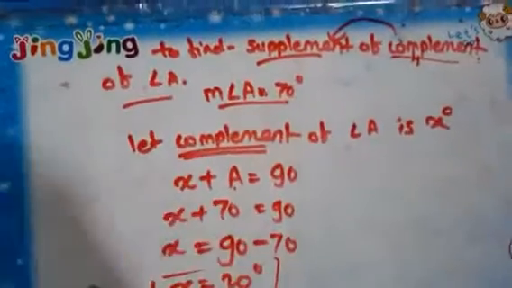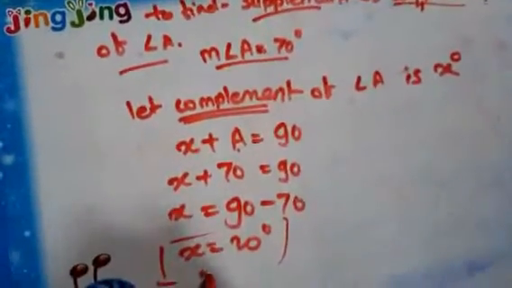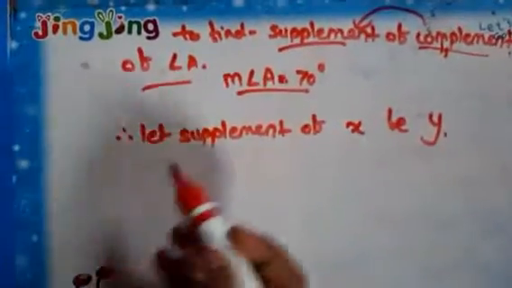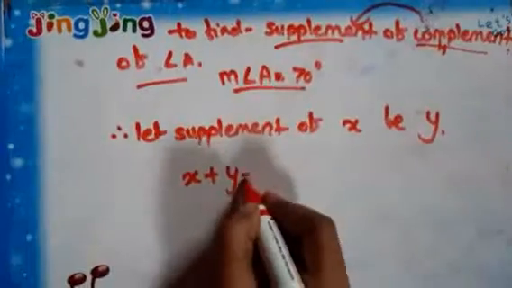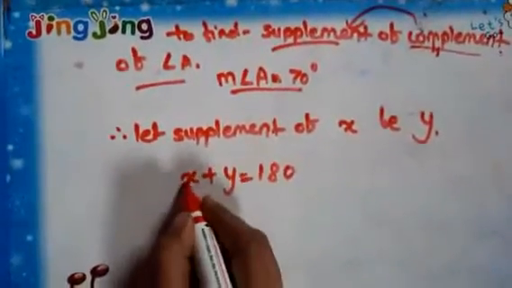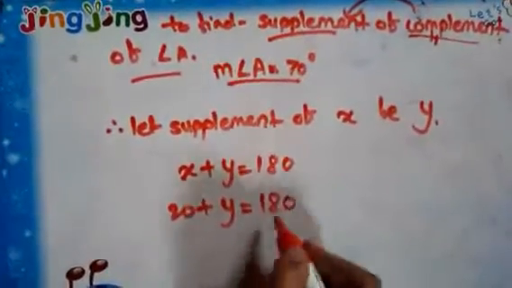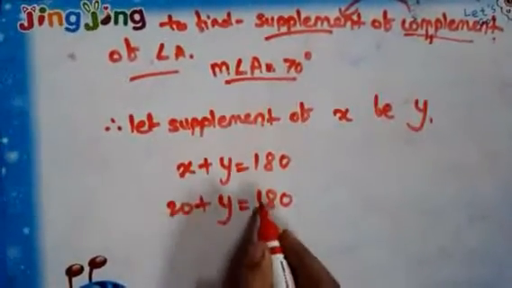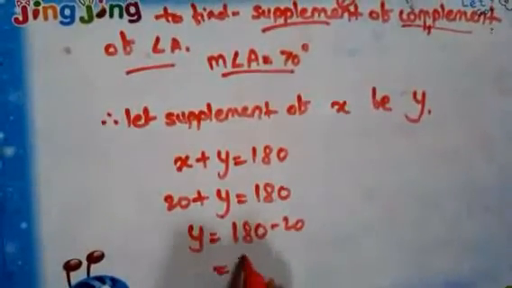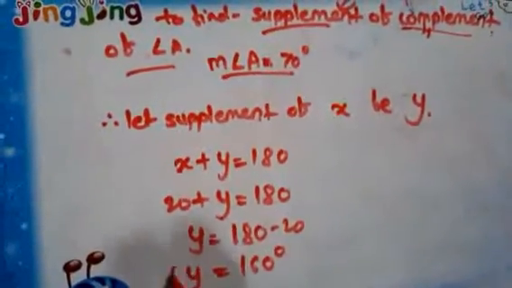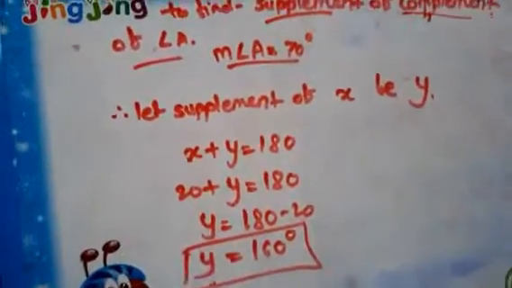Now after finding this complement of angle A, we have to find its supplement. So for that, again we will take angle Y as the supplement of angle X. As they are supplementary, X plus Y will be 180 degrees. The value of X we have calculated, it is 20 degrees, plus Y is equal to 180. So for the value of Y, we will shift this here. Y is equal to 180 minus 20, which is 160. So this is the supplement of the complement of angle A.